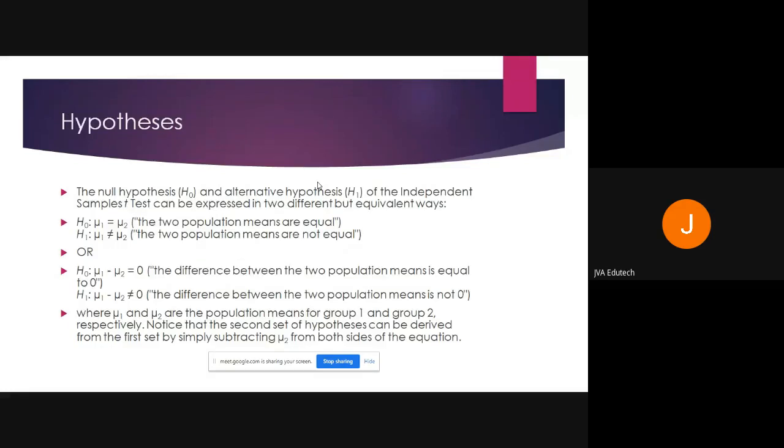The hypothesis is mu1 is equal to mu2, means across male and female, the two population means are equal, if you are taking situations like male and female categories. Or mu1 is not equal to mu2, means the two population means are not equal. You can write it like this again: mu1 minus mu2 is equal to 0, and mu1 minus mu2 is not equal to 0. That the difference between the two population means is 0, and the difference between the two population means is not 0. In the first case, it's equal to 0. In the second case, it's not equal to 0.